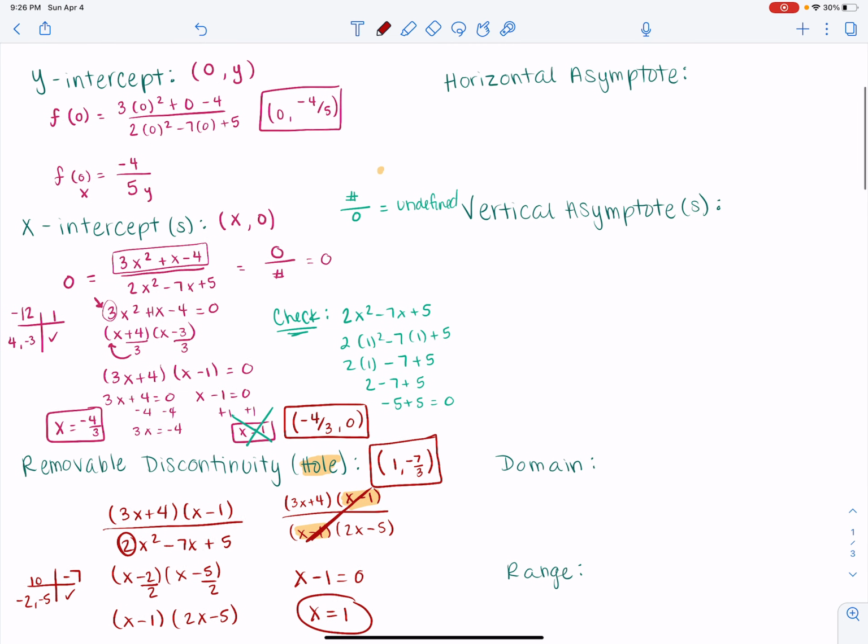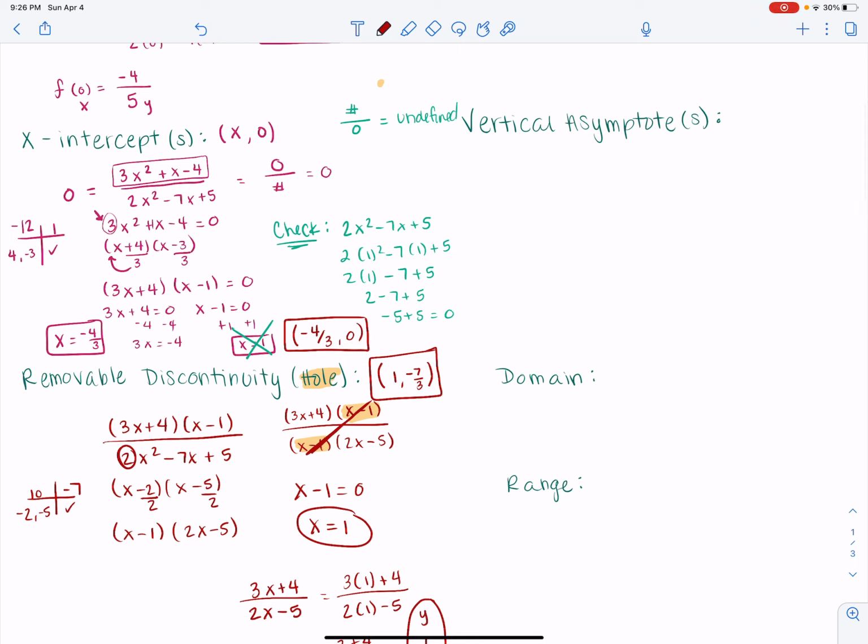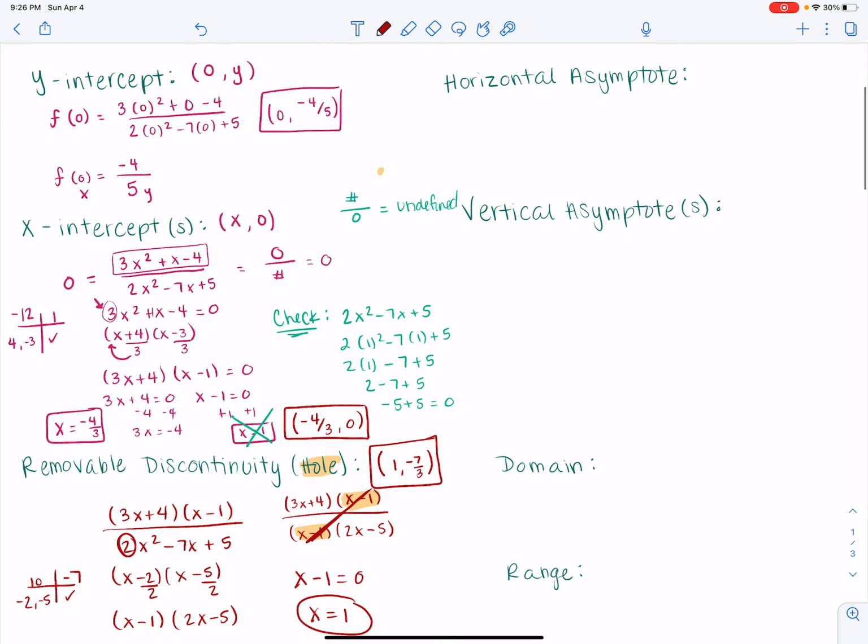So far I know that I have a y-intercept at 0, negative 4/5, an x-intercept at negative 4/3, 0, and a hole, or removable discontinuity, where x is 1 and y is negative 7/3. All right, let's keep going.